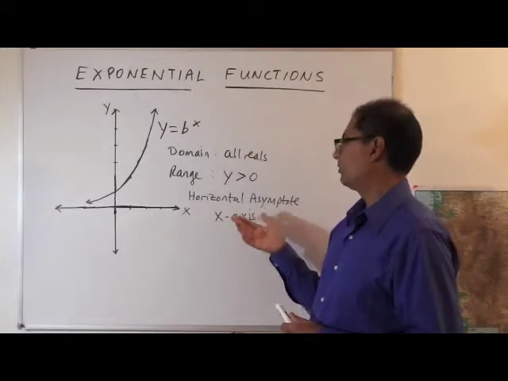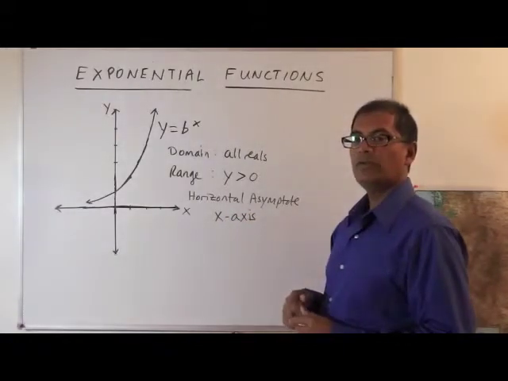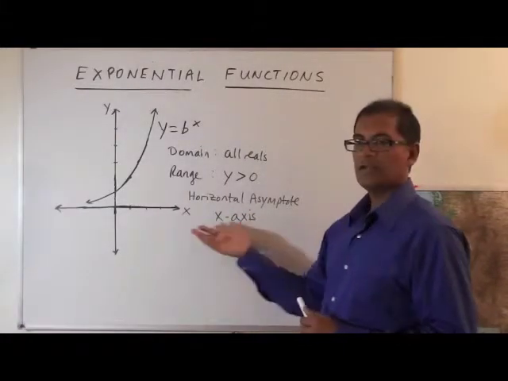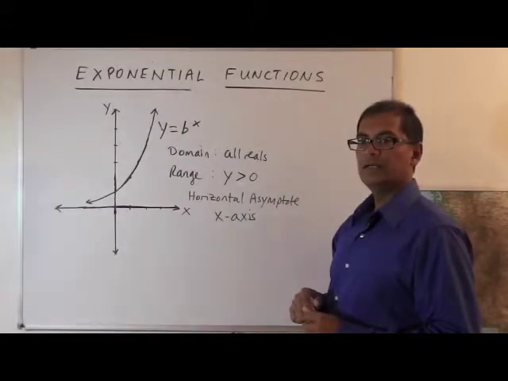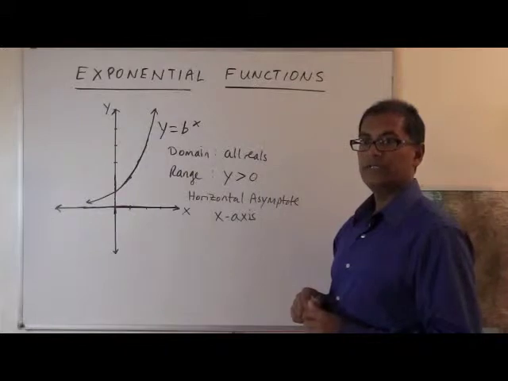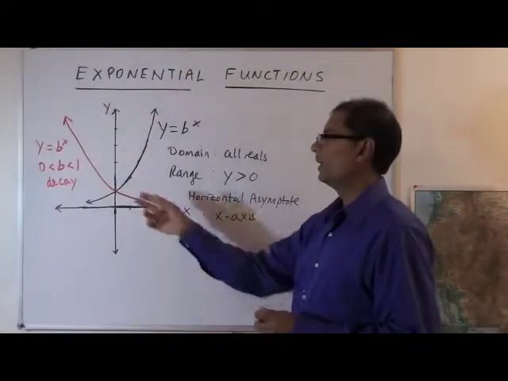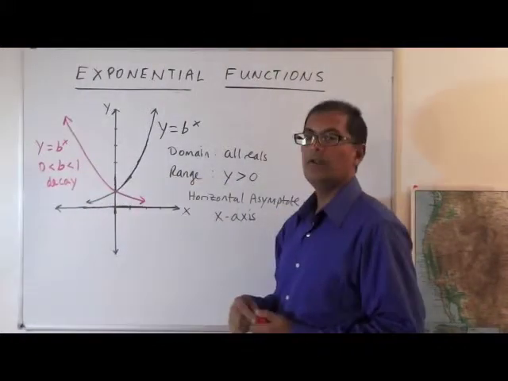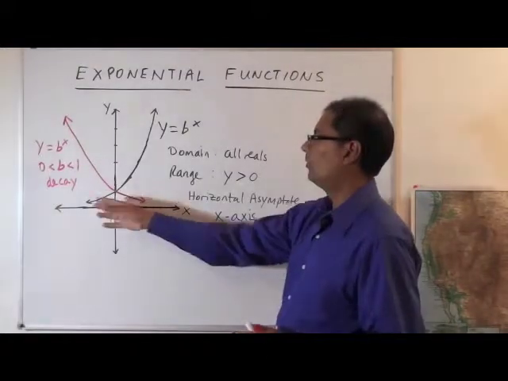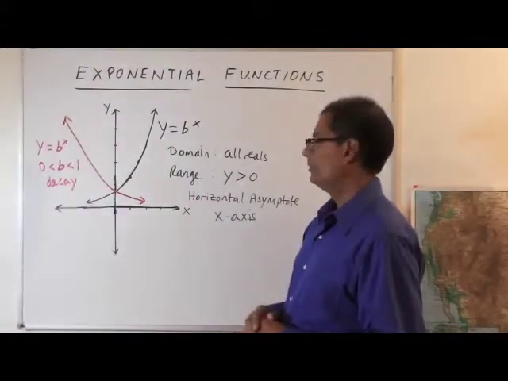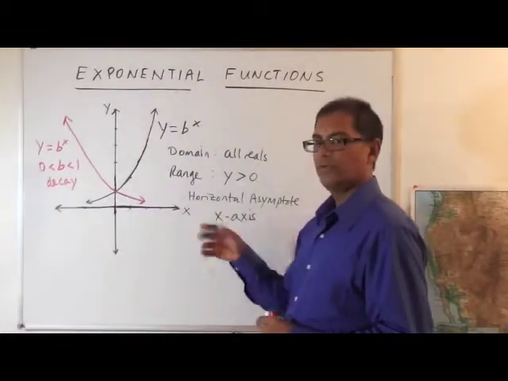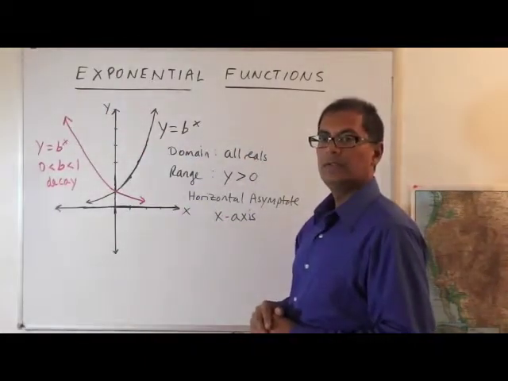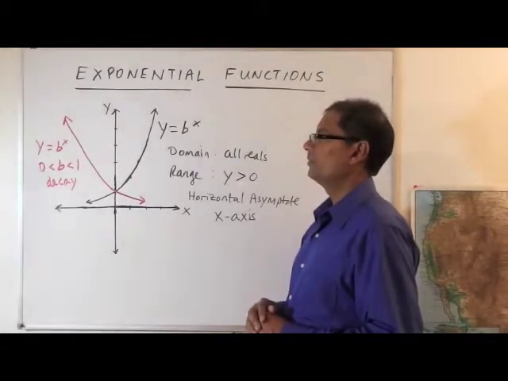And that brings us to the horizontal asymptote. There is a horizontal asymptote, which is the x-axis. Now we're looking at the exponential growth function here, but the same applies for the exponential decay function, where b is now between 0 and 1. Well, you still have all reals as your domain, the range is still going to be y greater than 0, and the x-axis will still be the horizontal asymptote. So that's our basic exponential function.